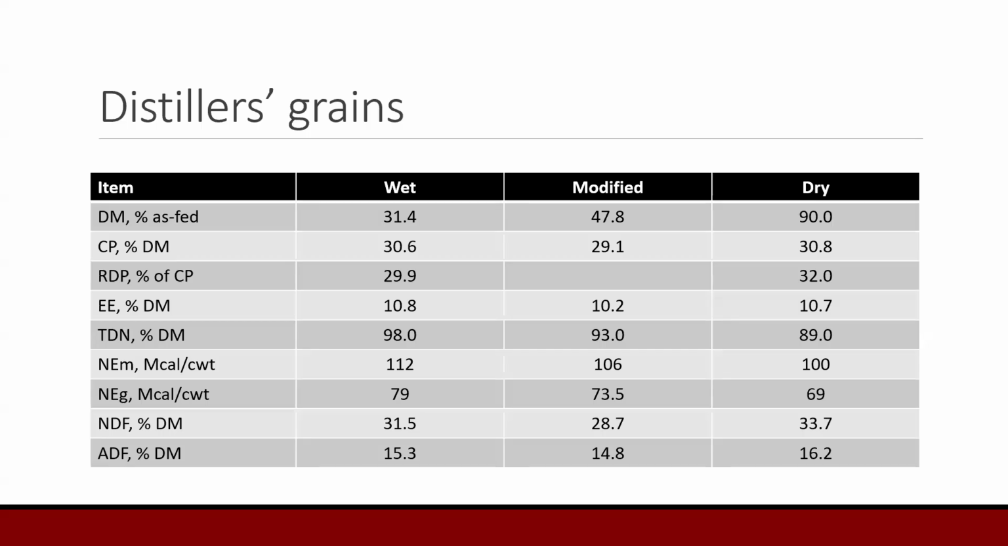Here's the NASEM tabular value of dry, modified, and wet corn distillers grains. You can also have distillers grains produced from sorghum. Okay. So dry distillers grain is going to be about 90% dry matter. Modified was about 48%, and then wet is 31%. So wet distillers grains will have about 70% water.